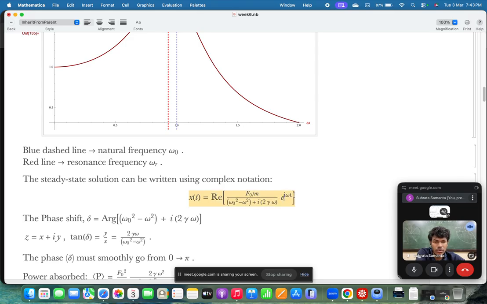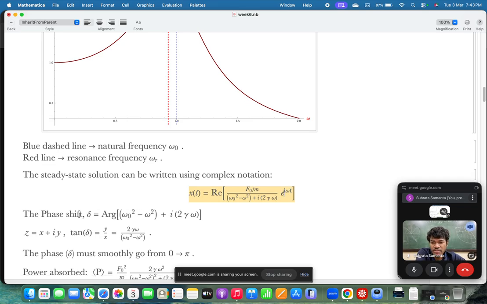Sorry, imaginary number e to the power i omega t. We can also express this in terms of cosine and sine, where the phase shift delta is basically the argument of this number, of this expression. So omega naught square minus omega square plus 2 gamma omega. So you can calculate tan delta.